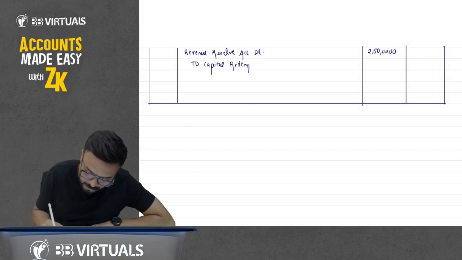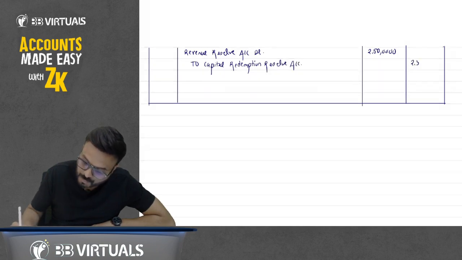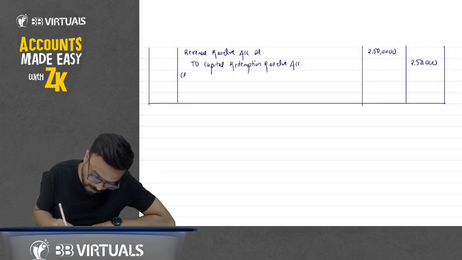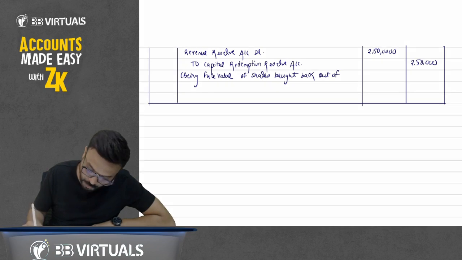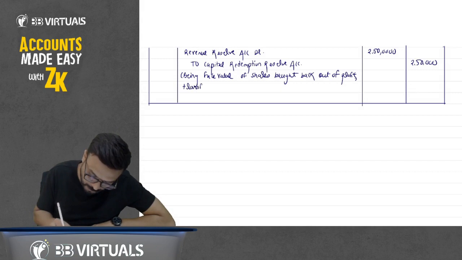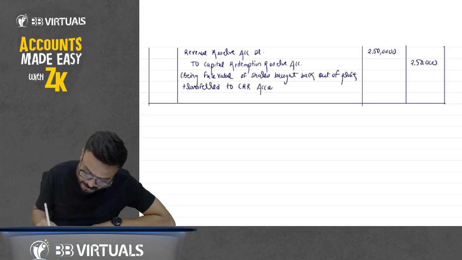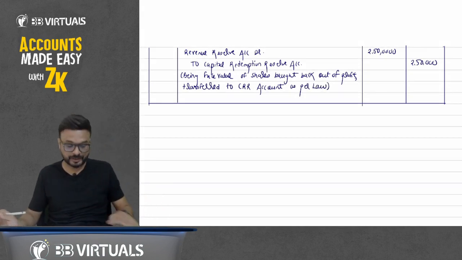capital redemption reserve account 2,50,000, being face value of shares bought back out of profit, transferred to CRR account as per law.